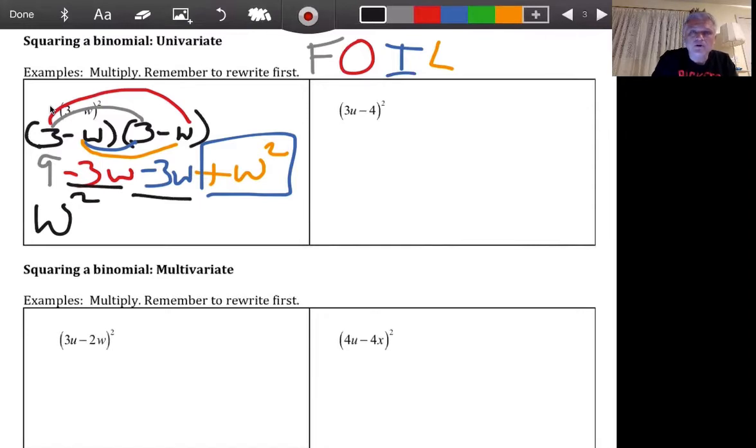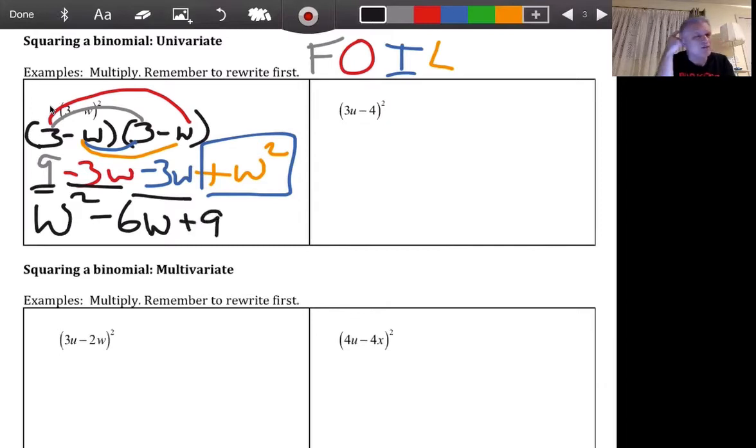Negative 3w minus 3w. It's like saying I'm taking 3 away from you twice. I take $3 out of your bank account, and I take $3 more out of your bank account. They don't cancel. That means I took $6 out. So minus 3 minus 3 is minus 6, and so minus 3w minus 3w is minus 6w. And then we have this positive 9 at the end.